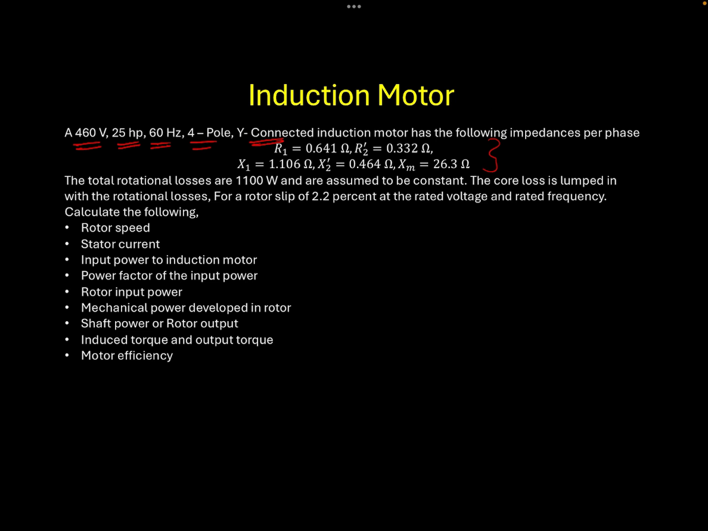This consists of the stator equivalent parameters, which are R1 and X1, and rotor equivalent parameters, which are referred to the stator side, that is R2 dash and X2 dash, and Xm is given as 26.3 ohms. The total rotational losses are already given as 1100 watts and they are assumed to be constant. And these core losses are also considered to be lumped with the rotational losses. It is given that the slip is 2.2% at the rated voltage and rated frequency.